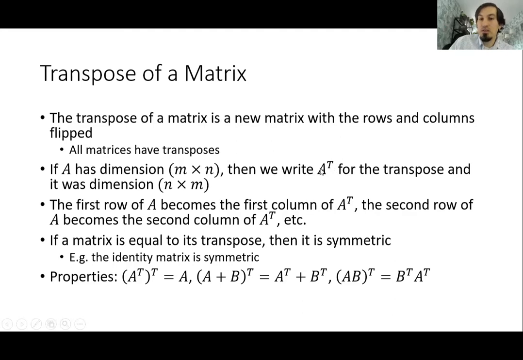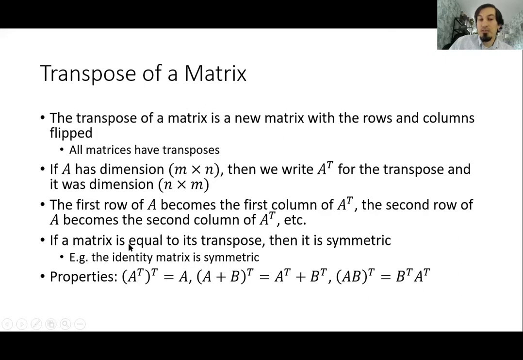Sometimes it's written with this A superscript T, capital T for transpose. Sometimes it's just written as a prime. You may think that's confusing because prime refers to derivatives sometimes. I'll try to be consistent and use a capital T, but you might also see it as a prime. But that refers to the transpose of a matrix. So if A has dimension m by n, then the transpose will have the dimension n by m. They'd be flipped.